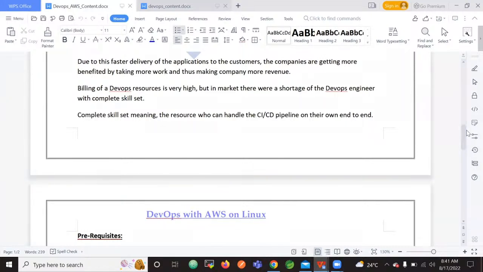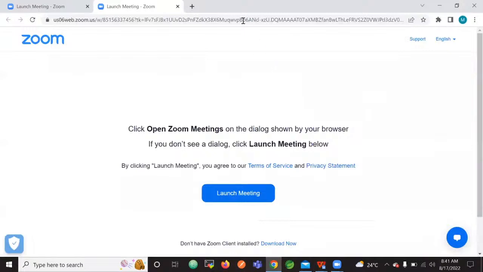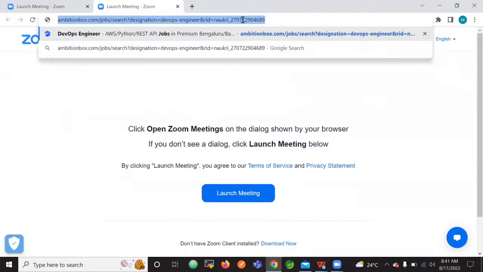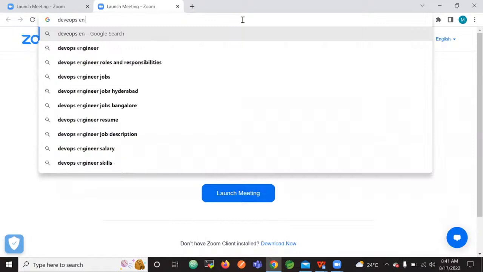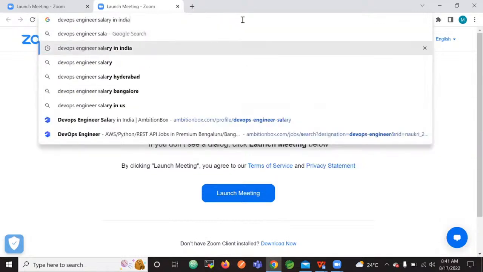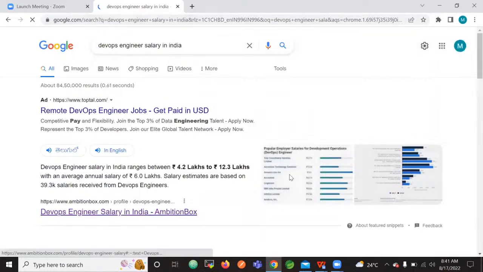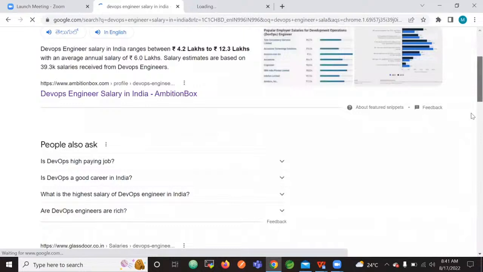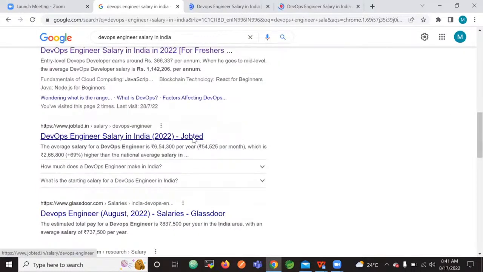Now in DevOps, what kind of skill set is the market looking for exactly? For that, let us do some market analysis. Let me open DevOps engineer salary in India. There is a site called Ambition Box. Let me open that Ambition Box site. Glassdoor and Upgrad you can also open, and there are a lot of sites like JobTed, all those things.